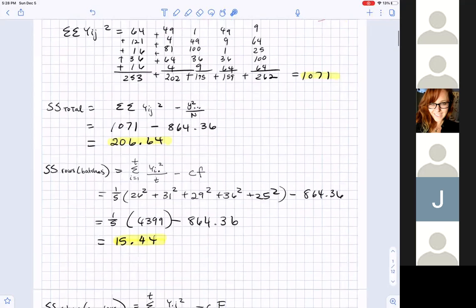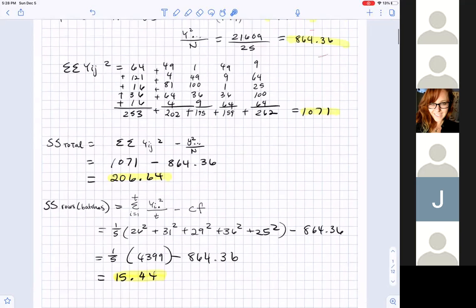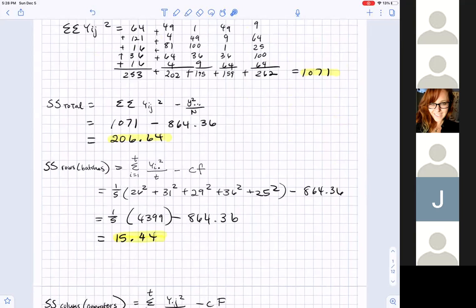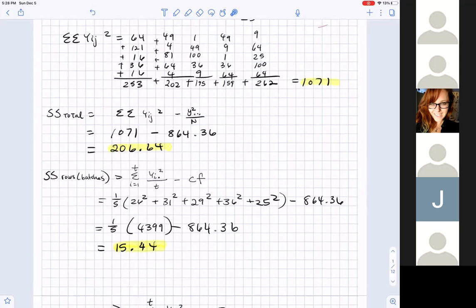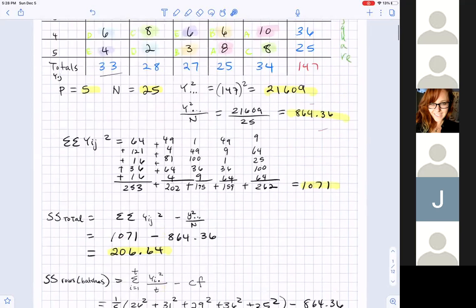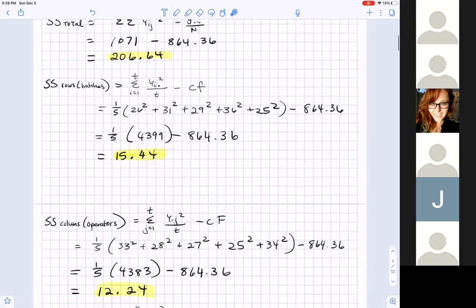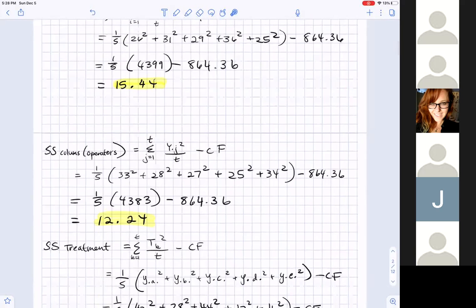Any questions on this part? Anything tricky that I see? So for the SS rows, basically these are going to be, again, your row total squared over your T, and T equals 5, which apparently I wrote as P and then I changed my notation. And columns, pretty easy. It's the same thing you did for Yi dot. Instead, you're using your column totals, squaring that, dividing it by the number T, 5.